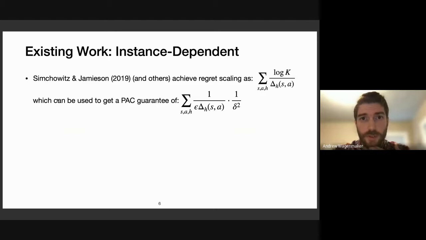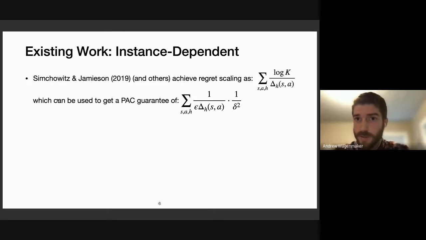Well, there isn't actually that much work out there yet on instance dependent RL. My collaborators on this paper had a paper from 2019 where they showed that you can get instance-dependent regret scaling as log K divided by the gaps. And I'll define the gaps in a bit for those not familiar. And you can use this with the online to batch conversion I mentioned in the previous slide to get a PAC guarantee that scales as 1 over epsilon times the gaps. And then you get a different delta scaling because of the way the online to batch conversion works. But the point is you can still get a quantity that is instance dependent, in the sense that now we can get PAC learning that scales with the gaps.